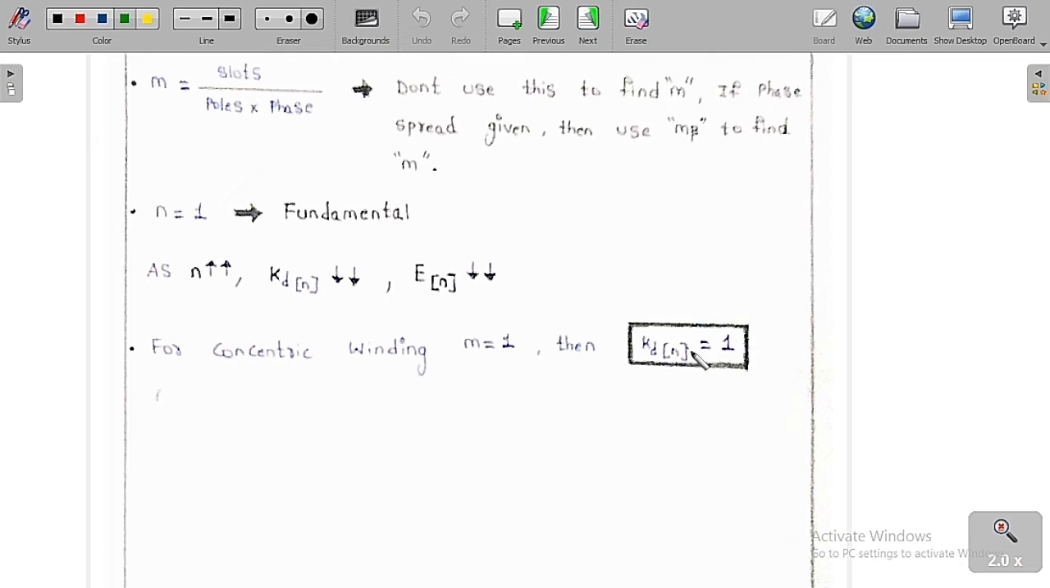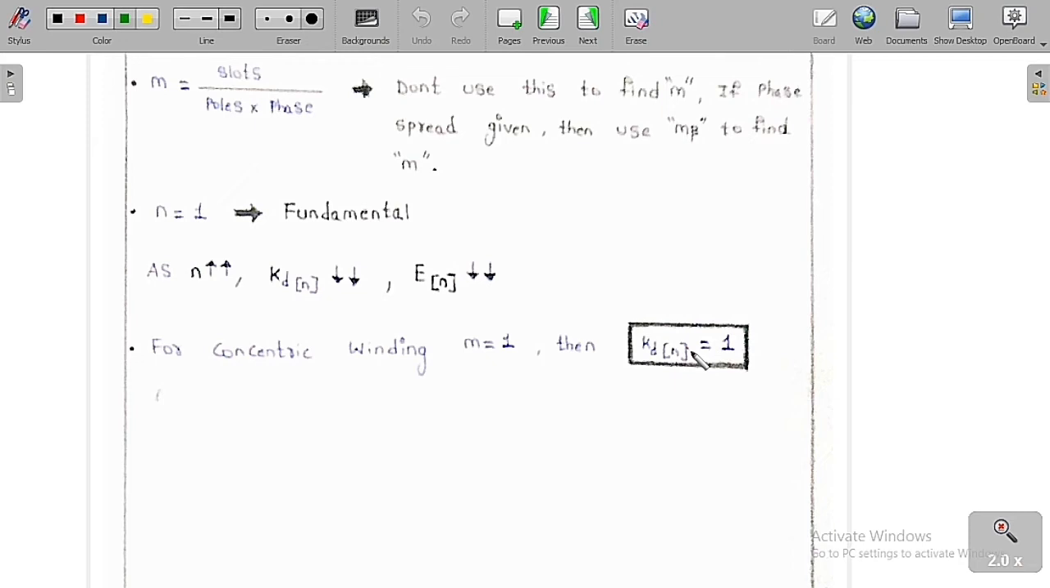So if you use the concentric winding, you are going to get each and every harmonic in the output. So the overall voltage is going to get destroyed. It will never be purely sinusoidal. That is the reason never to use the concentric winding in the alternator.